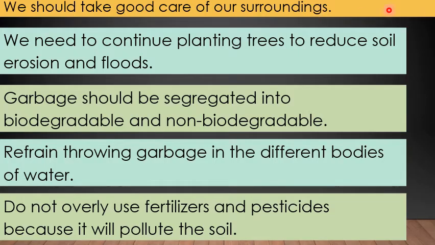So, it is important to take care of our surroundings. We need to continue planting trees to reduce soil erosion and floods. Garbage should be segregated into biodegradable and non-biodegradable. Refrain from throwing garbage in the different bodies of water. Do not overly use fertilizers and pesticides because it will pollute the soil.